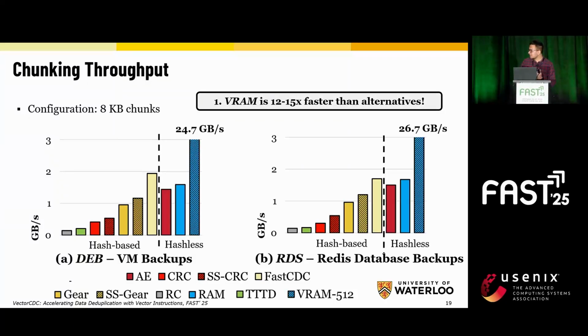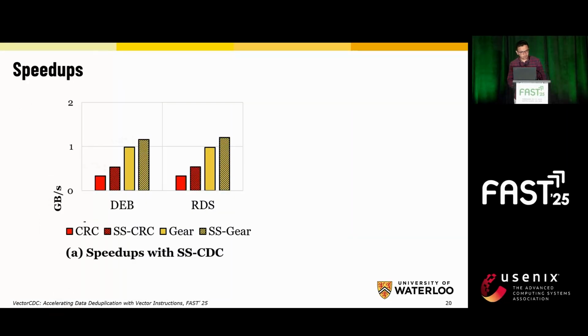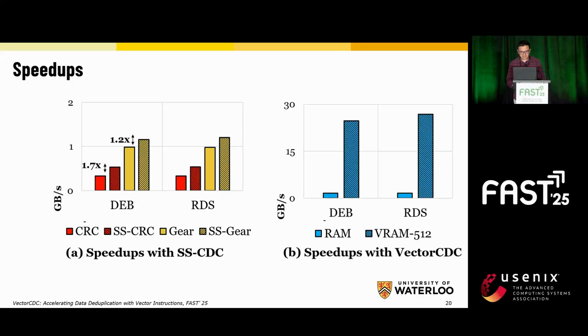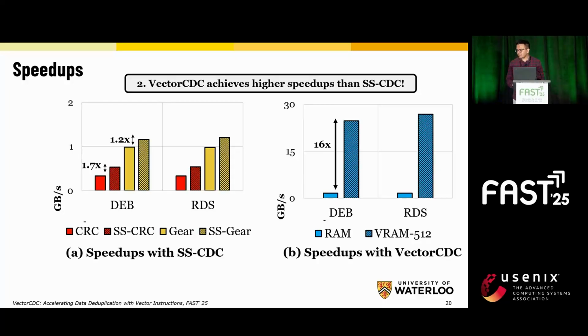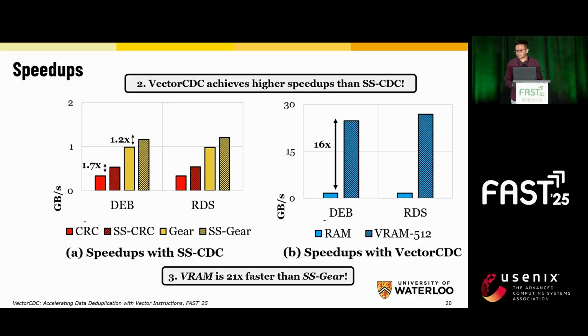So these are the absolute throughput numbers, but what about speedups? I began today's talk by showing you how SSCDC achieves low speedups on randomized data, and the same trend holds when we look at real data sets as well. SSCDC manages to achieve 1.2 to 1.7 times speedup. But VectorCDC, on the other hand, when we compare it to RAM, which is its unaccelerated counterpart, we see that we achieve a 16 times speedup when using vector instructions. Note that the y-axis on both these graphs are different, and this will become important in a little bit. So yeah, VectorCDC achieves much higher speedups than SSCDC. And as the axes are different, we see that VRAM is 21 times as fast as SSGear.